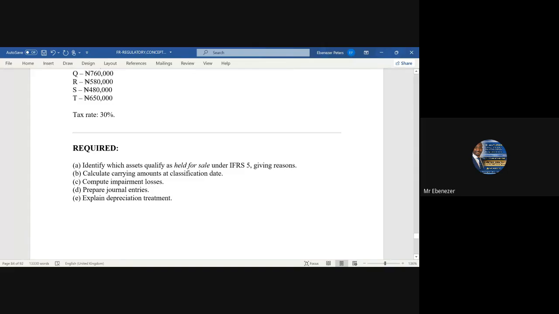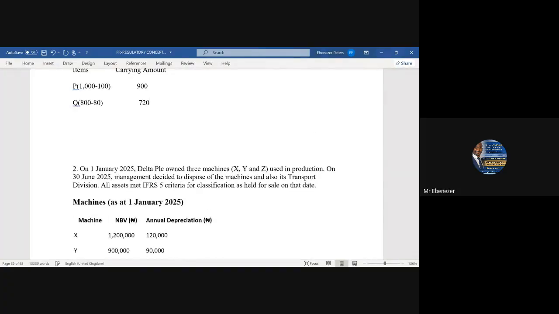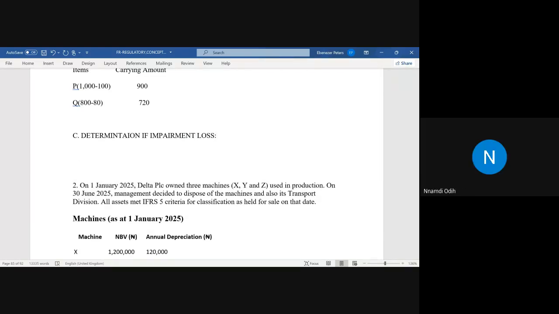C, compute impairment losses. So that means we have to compare the determination. Sorry, sir. I thought you said once the asset is classified as held for sale, they will not depreciate it again.